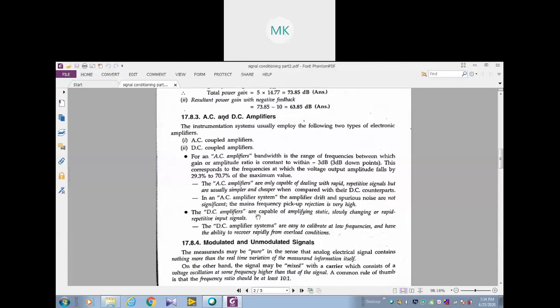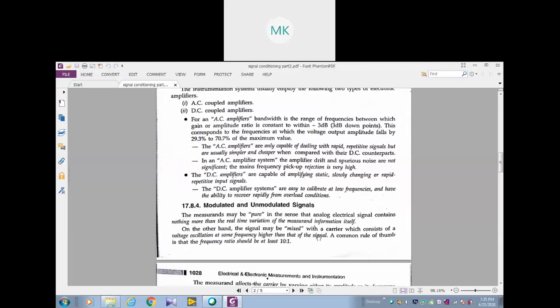DC amplifiers are capable of amplifying static, slowly changing or rapid repetitive input signals. DC amplifier systems are easy to calibrate at low frequencies and have the ability to recover rapidly from overload conditions.